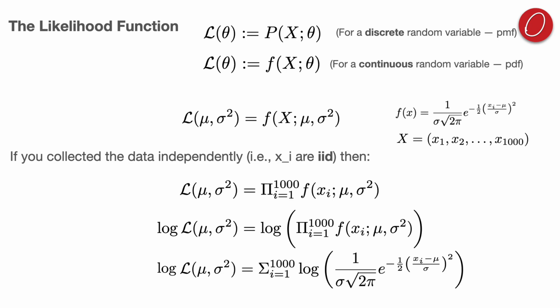Now, here's a point of confusion. In books or papers, when you see the likelihood function, it will often already be the log likelihood. So you will often see it written like this, where the log has already been applied and we don't bother mentioning it. It's as though we define the likelihood function to be the log likelihood in the first place.